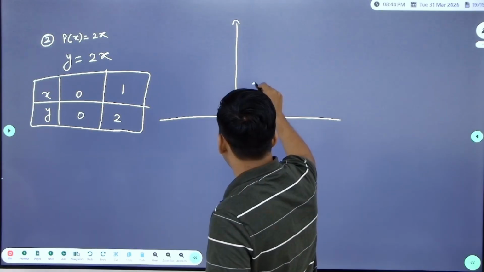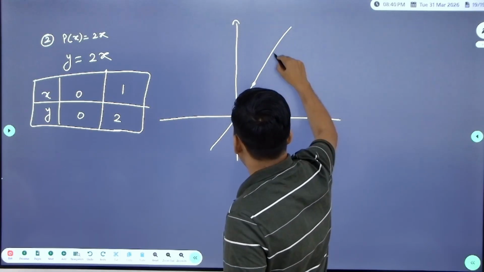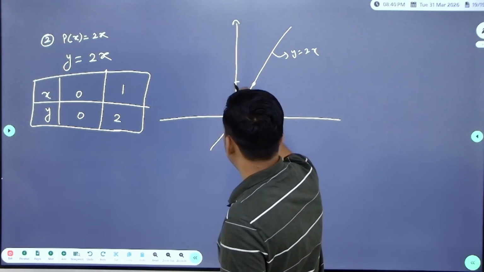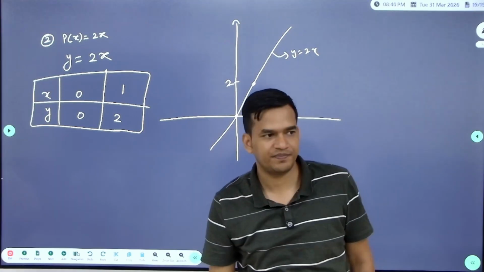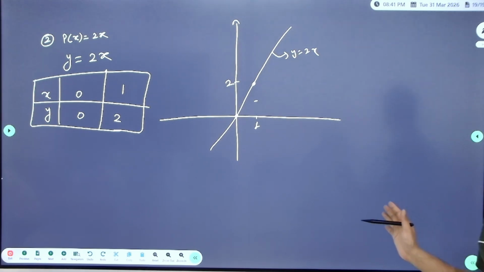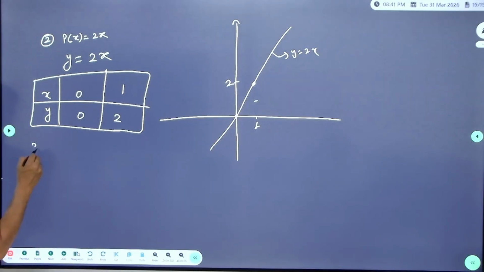Two steps in this direction. So this will be the graph. Y is equal to 2x. This is 1, this is 2. Okay? 2 vertical, 1 horizontal. X equal to 1, y is equal to 2. Got it? Like the previous one. Third one.